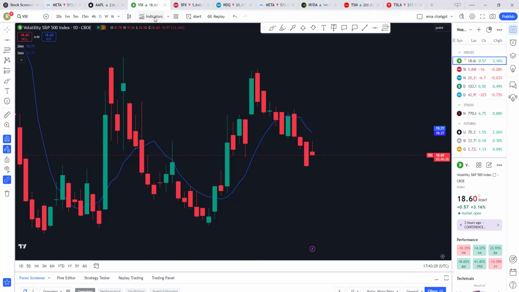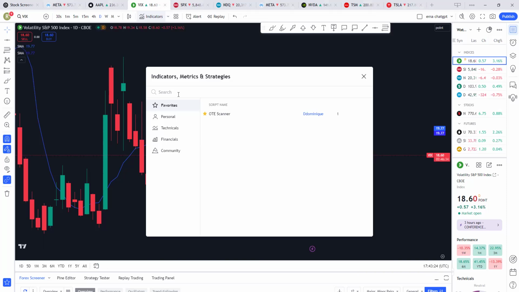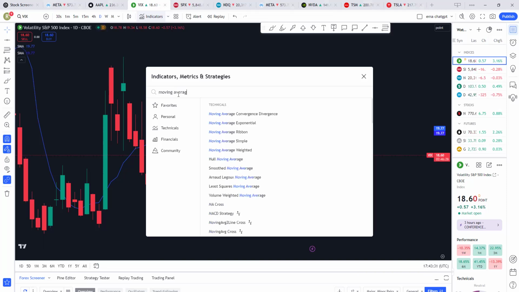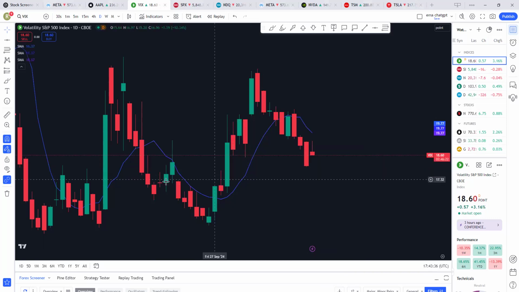If you need to find the moving average, you go to indicators, you click on it, and you tap moving average. You can put a simple moving average. See, it's already there. That's a line. So what does the moving average do for you? It identifies the price level for you.